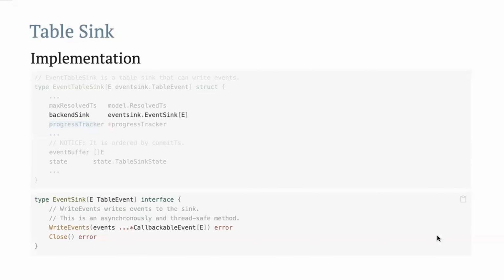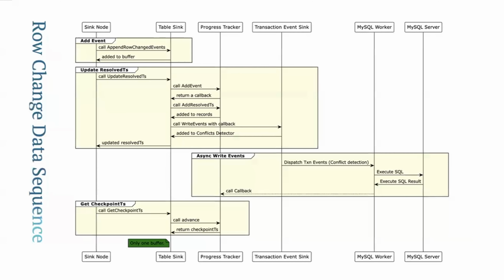To help you understand the table sync and the event sync better, let me show you the new data flow. The data flow also starts from the sync node. I divide the data flow into 4 parts. The first part is about the add event. When the sync node receives a row change event, it calls the append row change events method of table sync. It just simply adds the event to its buffer.